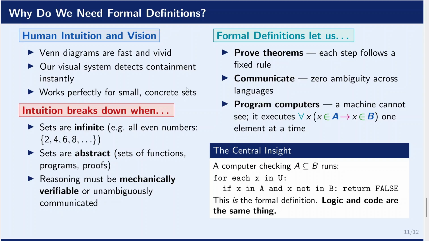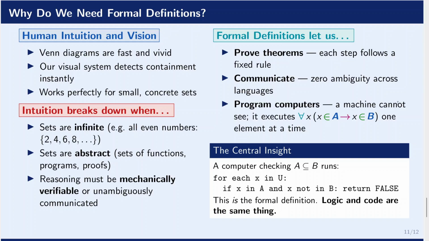This is exactly what formal definitions let us do. They allow us to logically prove theorems where each and every mathematical step follows a strict, fixed rule. They allow us to communicate with zero ambiguity across all human languages. And most importantly, they allow us to program computers.